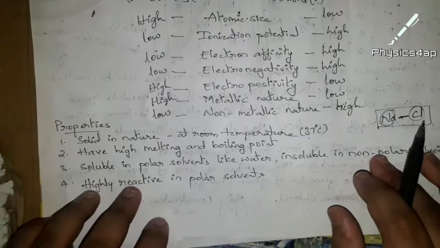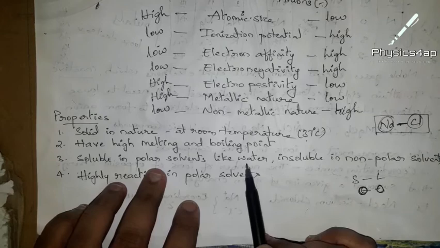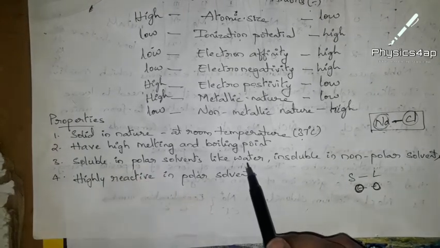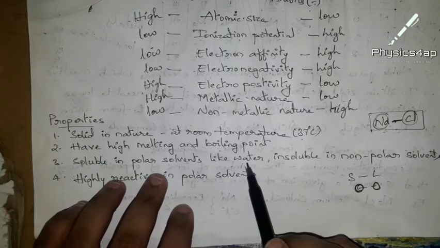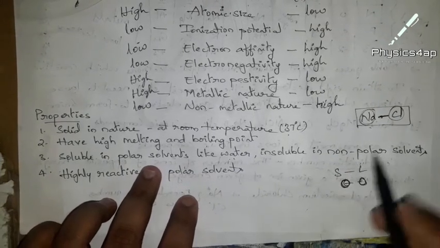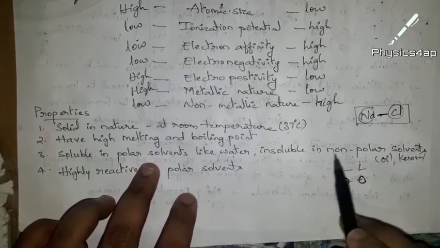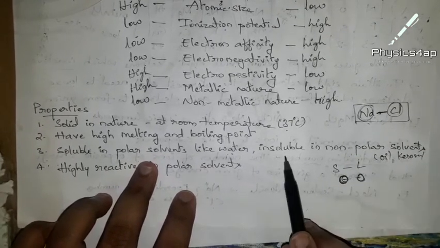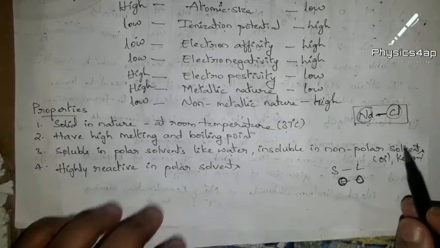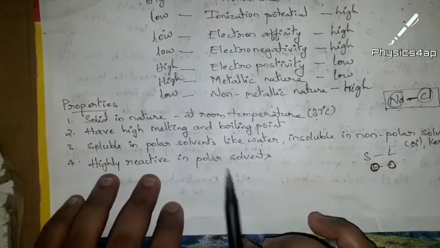And next, coming to the third property, which is soluble in polar solvents. Polar solvents, which we call water. As we know, NaCl is soluble in water. So all the ionic compounds are soluble in water, which is called a polar solvent, and they are insoluble in non-polar solvents, which we call oils or kerosene. All these are called non-polar solvents, in which they are insoluble. So salt cannot be soluble in oil or kerosene. Clear?